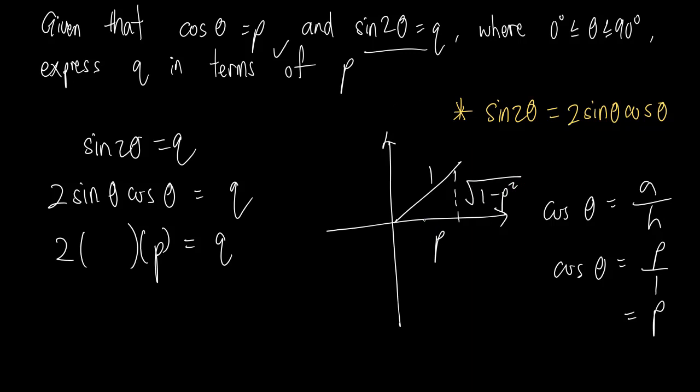To find sine theta, sine theta is opposite over hypotenuse. So the opposite will be the square root of 1 minus P squared over the hypotenuse, which is 1. Since now the subject is already Q, we just need to simplify everything. Then we will have the answer, 2P square root of 1 minus P squared. So that's the final answer.